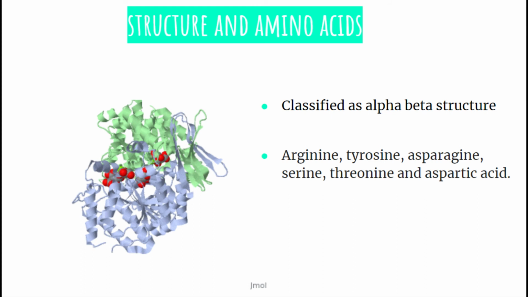Talking about the amino acids the enzyme or protein contains, we can say that the IDH enzyme surrounds the isocitrate at its active site through the amino acids called arginine, tyrosine, asparagine, serine, threonine, and aspartic acid.